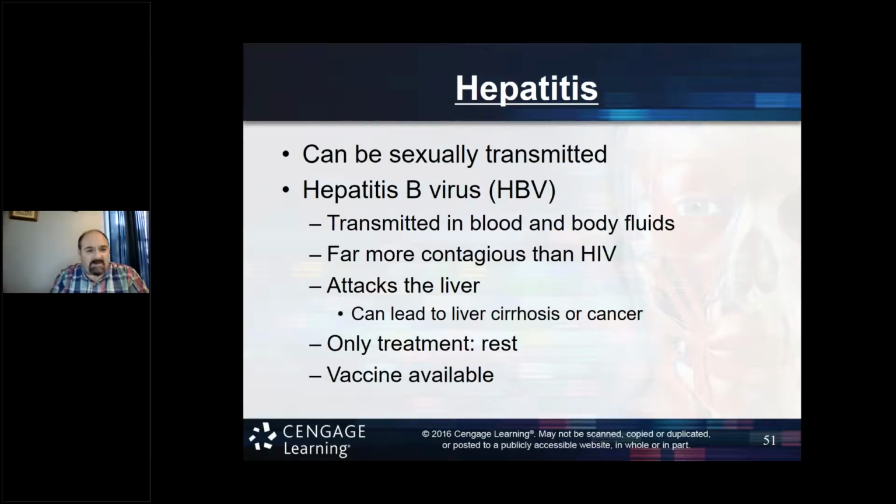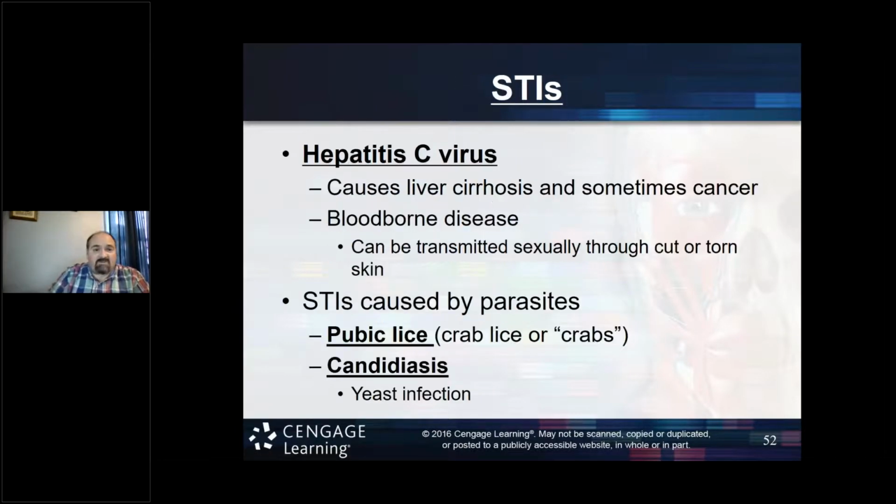Hepatitis, also viral related, so can be sexually transmitted. So hepatitis B in particular, transmitted in blood and body fluids, okay? Far more contagious than HIV, attacks the liver, leading to scar tissue, cirrhosis, cancer. Hepatitis C also causes cirrhosis, causing scar formation. Cancer can also occur.